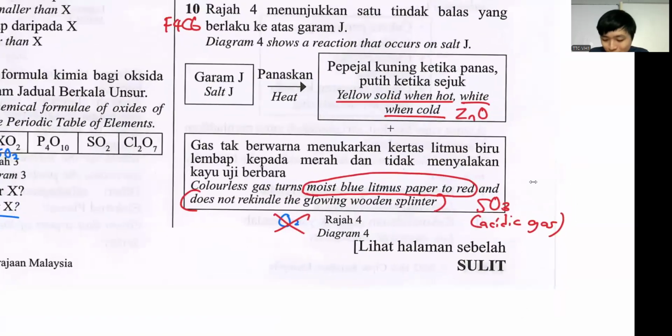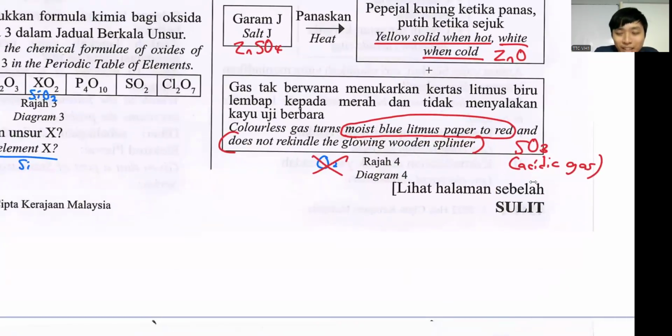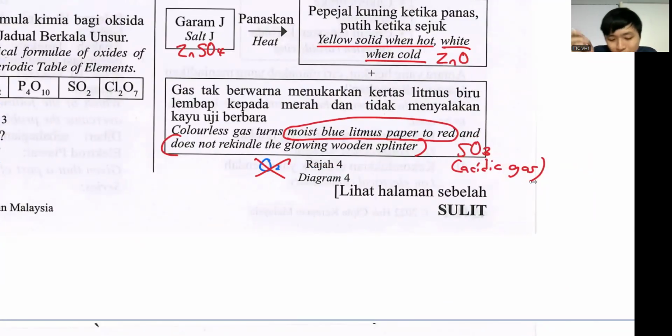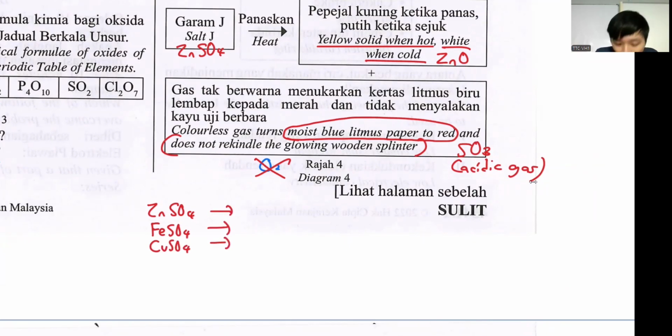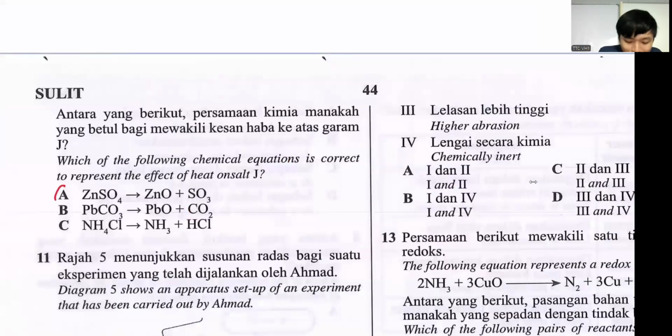This objective is quite challenging. It means salt J, if you see sulfur trioxide, salt J is zinc sulfate. Most sulfate salts, when you heat, have no reaction. But if you heat zinc sulfate, iron(II) sulfate, or copper(II) sulfate, they can turn to the oxide and sulfur trioxide, which is a colorless acidic gas. So the answer is A.